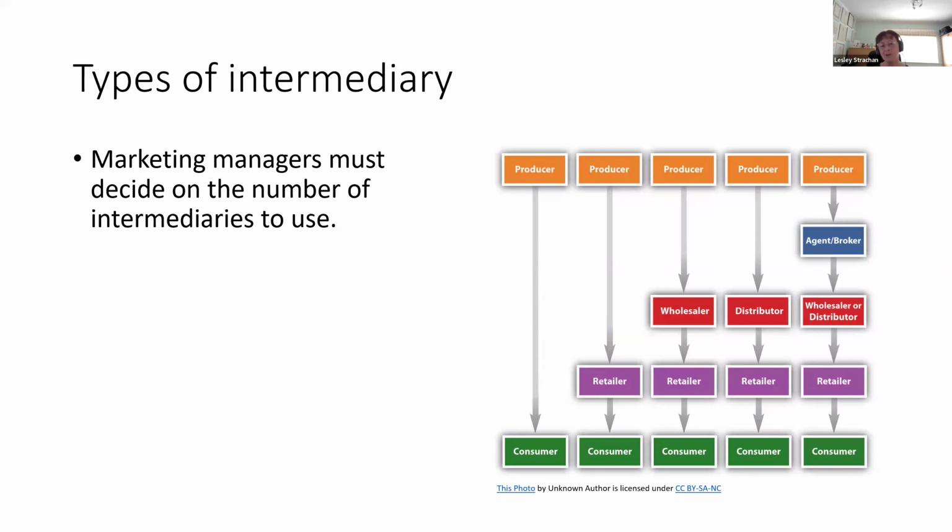So in terms of types of intermediary, each channel from sales forces to agents, distributors, dealers, direct mail, telemarketing, and the internet has unique strengths and weaknesses. Marketing managers must decide on the number of intermediaries that they use, given budget constraints. So sales forces can handle complex products and transactions, but are expensive.